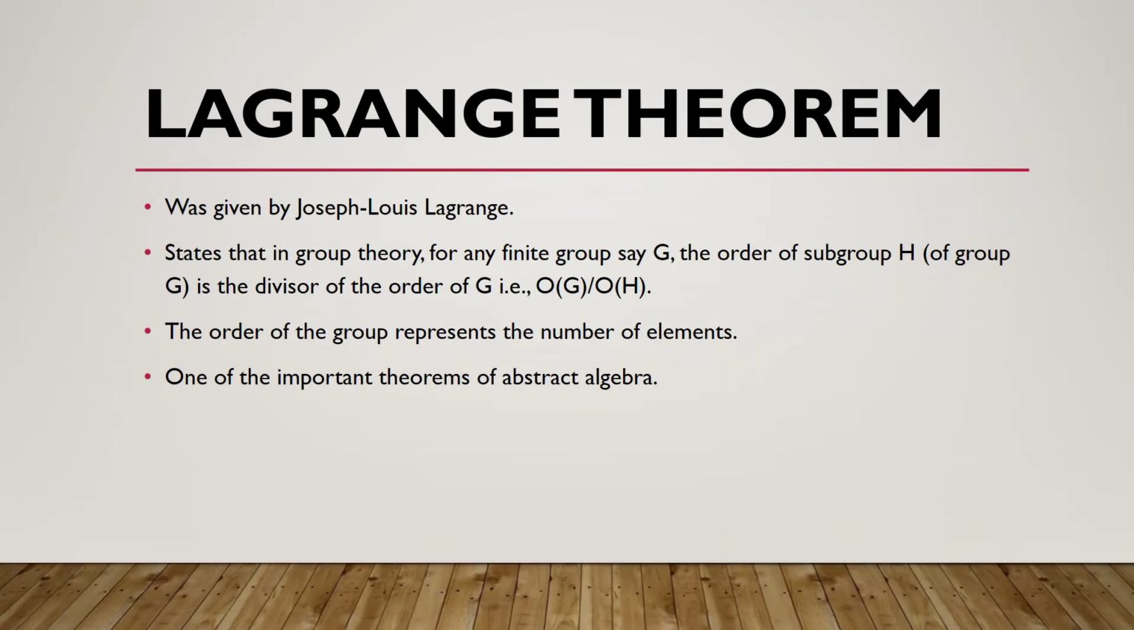Lagrange theorem was given by Joseph Louis Lagrange. It states that in group theory, for any finite group, say G, the order of subgroup H of group G is a divisor of the order of G. That is, the order of G is divisible by the order of H. The order of the group represents the number of elements. Lagrange theorem is one of the important theorems of abstract algebra.